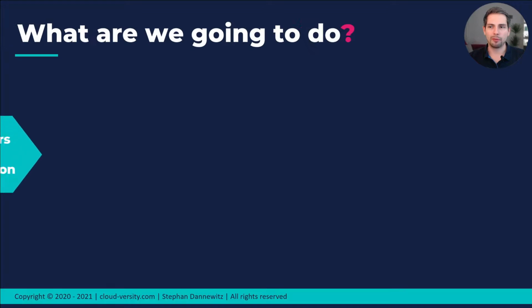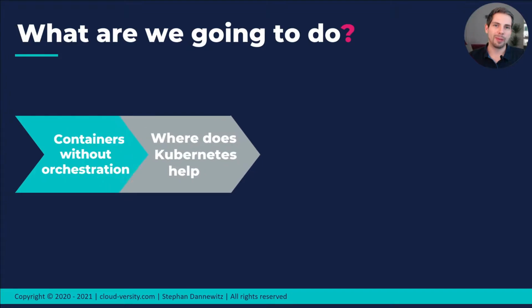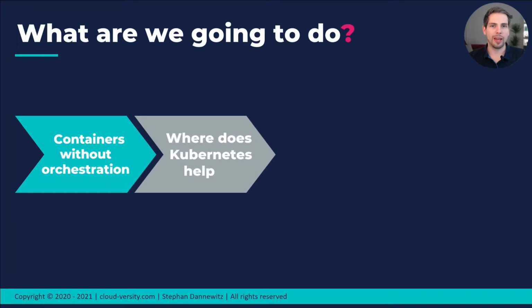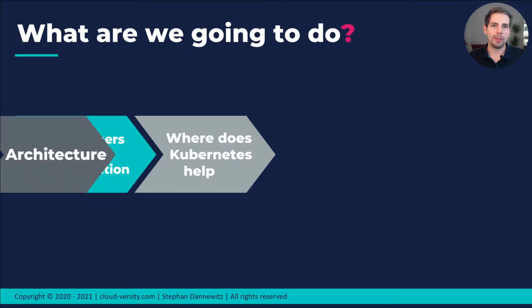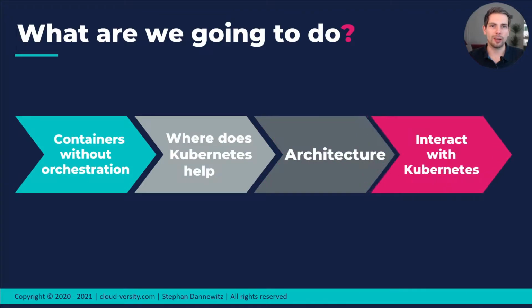actually is. So I prepared a small agenda for this, and the first point is what container environments look like without an orchestrator, and Kubernetes, by the way, is an orchestrator. Then the next point would be where Kubernetes helps us, or which problems it solves. And then we will have a look at the architecture of Kubernetes and how we can interact with Kubernetes. If this sounds interesting, you have come to the right place.